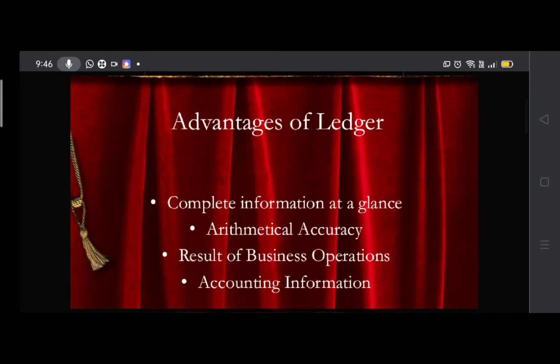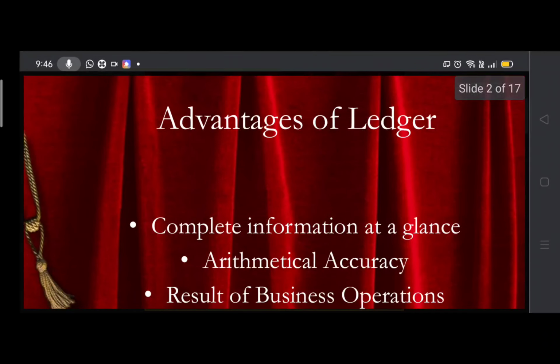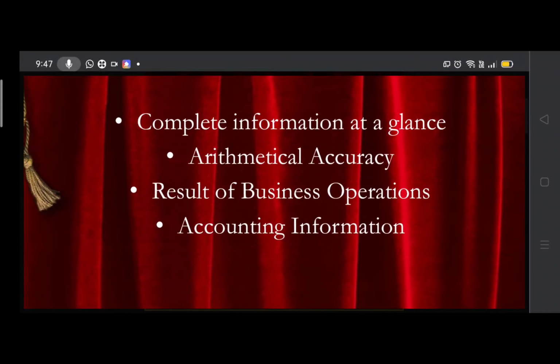Next we have the advantages of the ledger. First and foremost is complete information. At a glance we see every transaction, every entry in its proper account. All the transactions pertaining to an account are collected at one place in the ledger. When we look at the balance, we understand the collective effect of all the transactions at a glance.